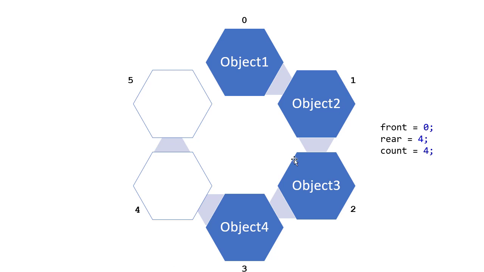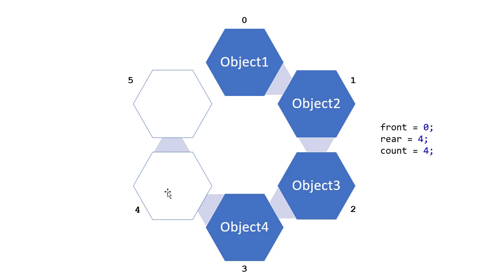Here we have a circular array, and you see that it has 4 objects. The front is object 0, that's the one we'll remove next. And then the rear is 4, that's the next place that we can add a new element. Notice this count is equal to 4, but the rear is what tells us where that actual location is.